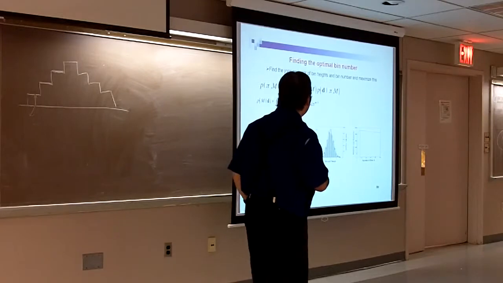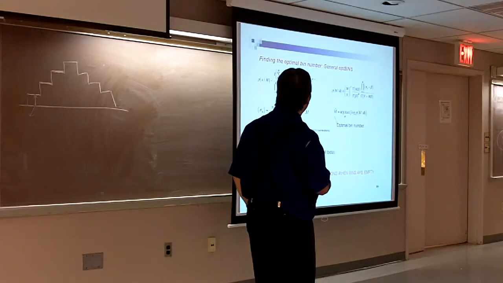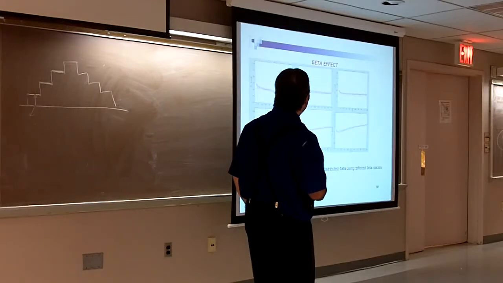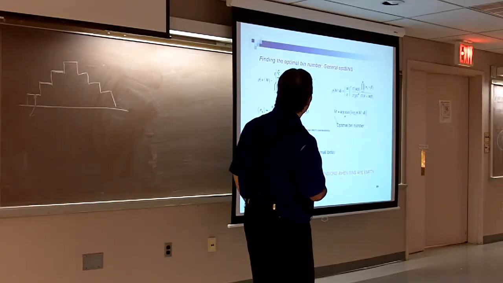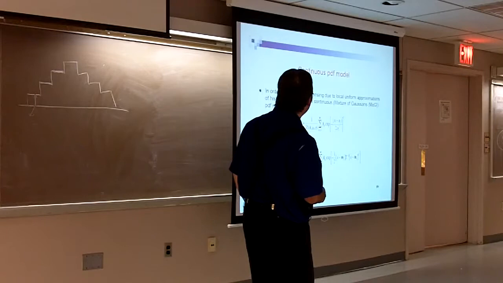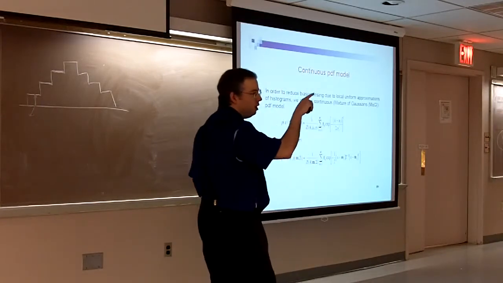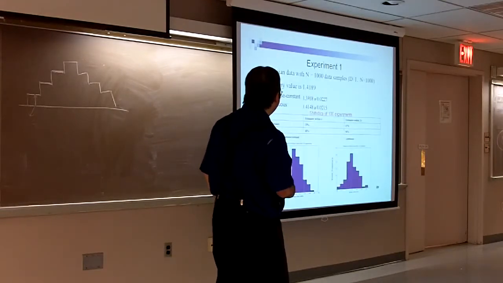So let's wrap it up. I generalize it to put a beta here instead of 1/2, and explore the effect of beta, which is the beta constant here in the Dirichlet prior, and we also explore the continuous model instead of the histogram piecewise constant model, and looked at it that way and compared the results.